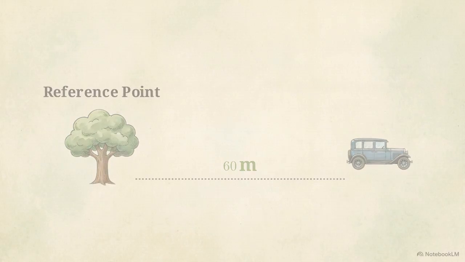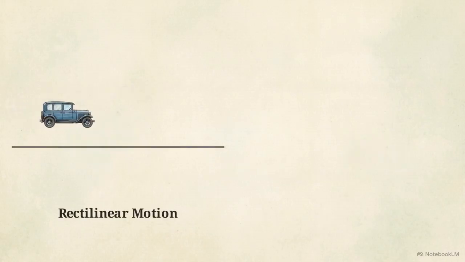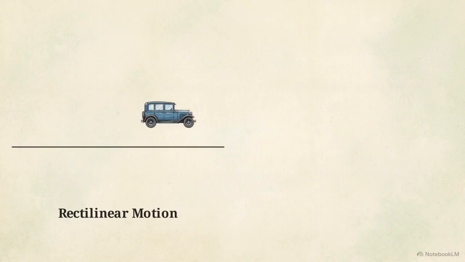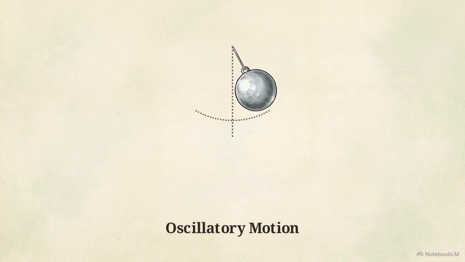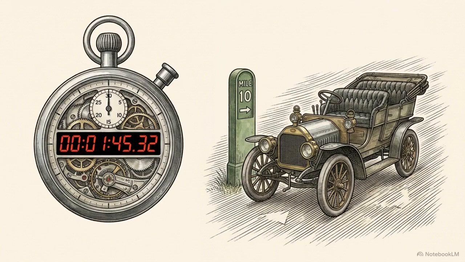Motion takes several forms. A car driving on a straight highway is in rectilinear motion. The hands of a clock moving in a round path are in circular motion. Then there is oscillatory motion. This is movement that goes repeatedly back and forth from a specific central point, like a child on a swing or a clock pendulum. Standard units and defined reference points give us a universal way to document these movements, whether we are tracking a pendulum or a car.